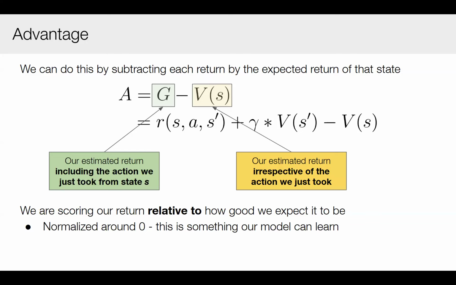Cool. So with this advantage, we're effectively scoring our return relative to how good we expect it to be, right? And that's going to depend on the action. So the bigger the advantage, the better it is. But recall how a loss works in machine learning, right? We want to minimize it, right? That's how backpropagation is set up with gradient descent.